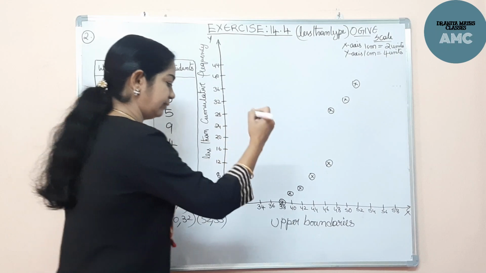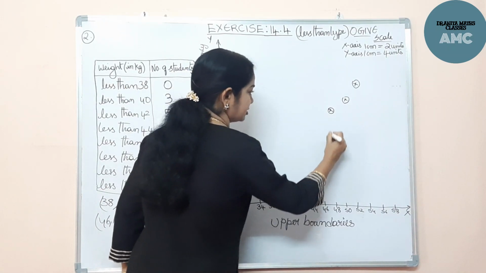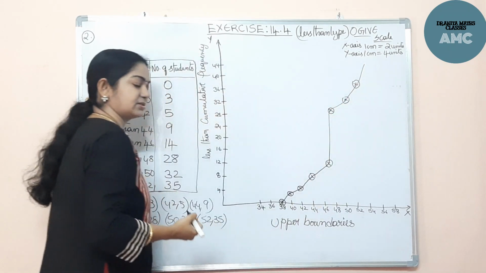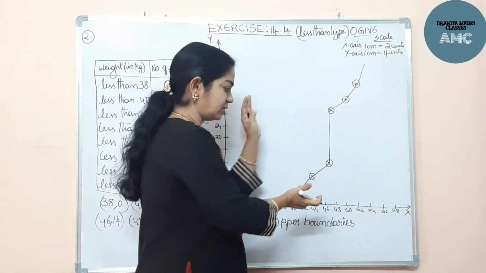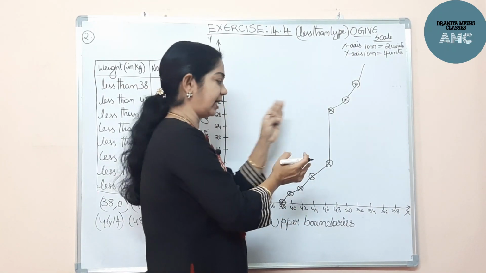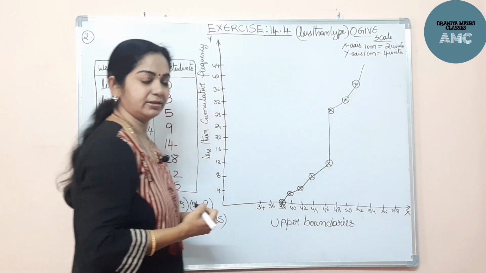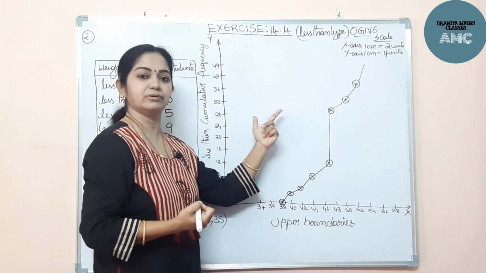Now we will join the points by a smooth curve. So this is coming somewhere like this. It will change because when you draw it on the actual graph, it won't be a straight line; it will be a little curved. This is how we plot the less than type ogive curve.